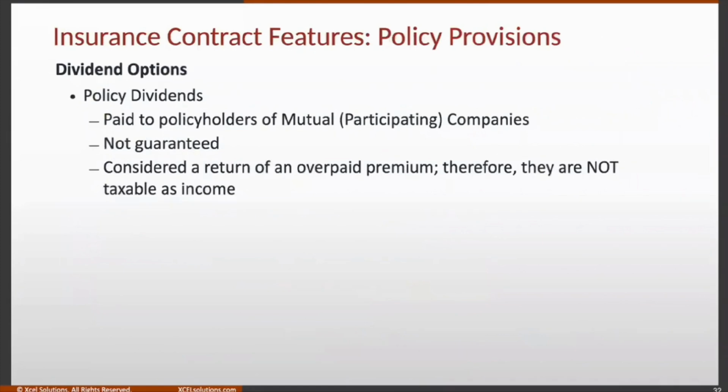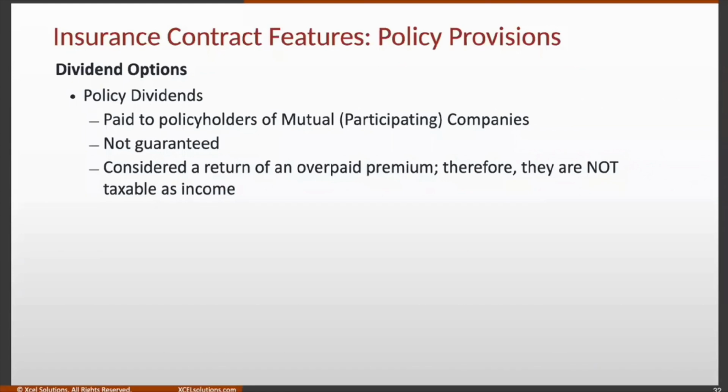Now, policy provisions. Dividend options is another provision of any life insurance policy. Policy dividends are paid to policyholders of mutual insurance companies that issue participating policies. Mutual insurance companies are owned by the policy owners, and mutual insurance companies issue participating policies. Participating policies are policies that participate in a dividend payout if the dividend is declared by the insurance company. Dividends are never guaranteed by the insurance company. Dividends will only be declared by an insurance company that has a profit, a surplus, for the year.